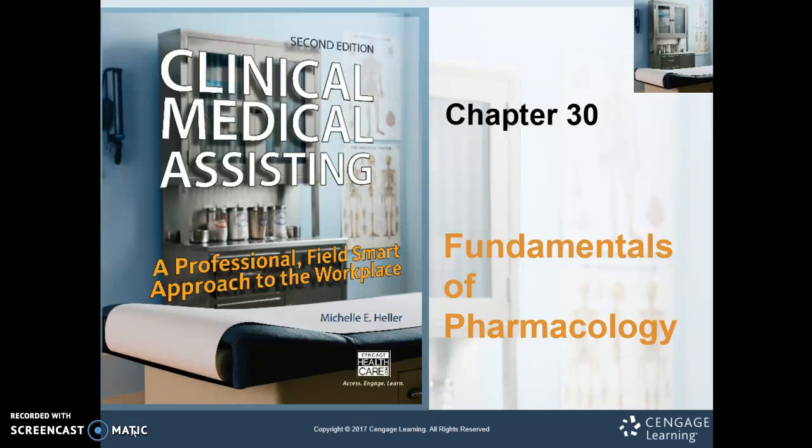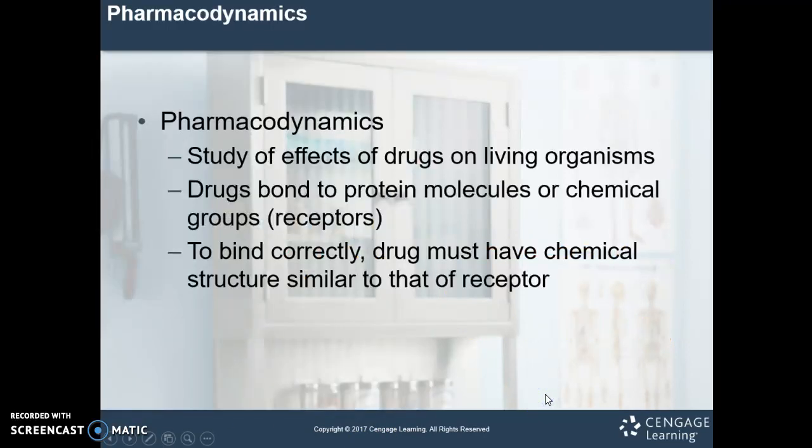So this week we're going to discuss pharmacodynamics. To start off, pharmacodynamics is the study of the effects of drugs on living organisms. It's what drugs do to our body.